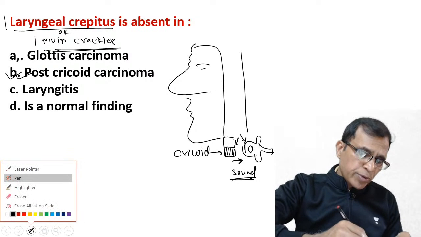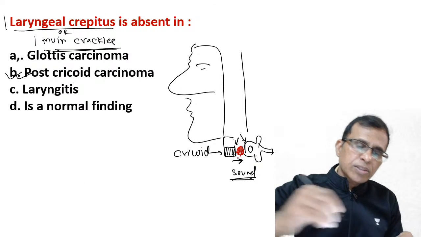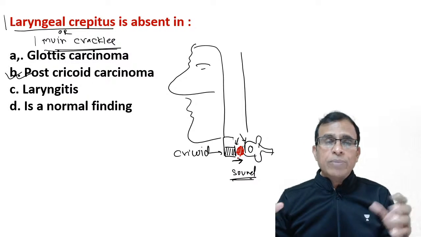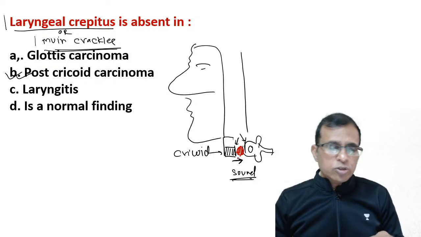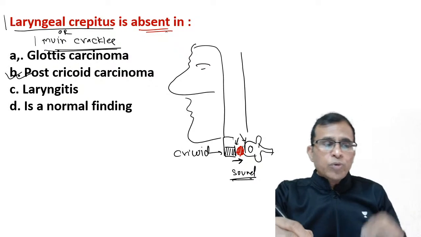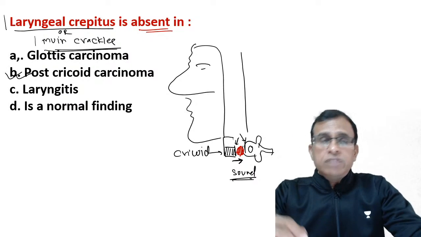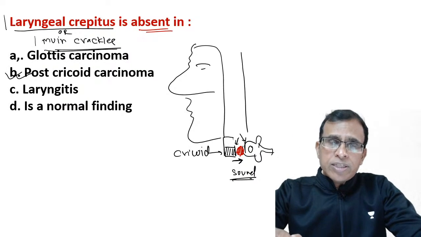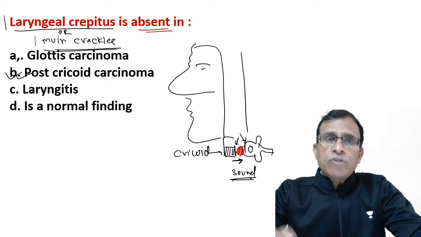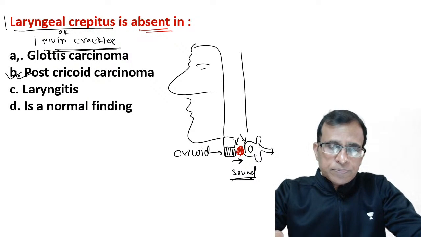If anything comes in between the two here, you cannot have this sound, because now they cannot come in contact, so there cannot be a sound. So there will be absence of this cracker. So when this is absent, what it tells you is there is something between the larynx and the vertebra, and that something could be a tumor in this area. There could be an abscess, there could be some growth, there could be some foreign body here. Anything between the two will cause absence of laryngeal crepitus, right?